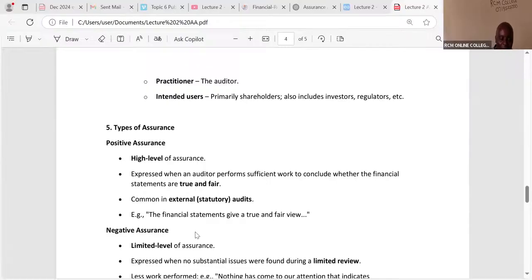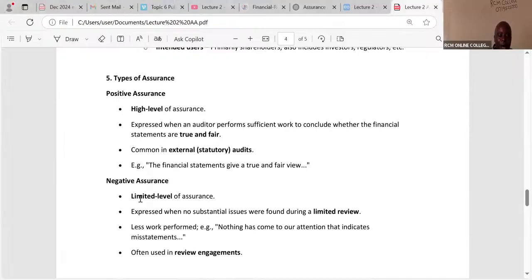And listen to this. Negative assurance. When does it work? This negative assurance, we are looking at what we call limited level of assurance. It's some kind of a comfort I'm giving you, but very little. Because also the time you gave me to do the work was very little. The resources you are giving me to do the work are very little. So I'll be able to give you what we call negative assurance. It is expressed when no substantial issues were found during limited review. The review was really limited because the resources were scarce, no time, no nothing.